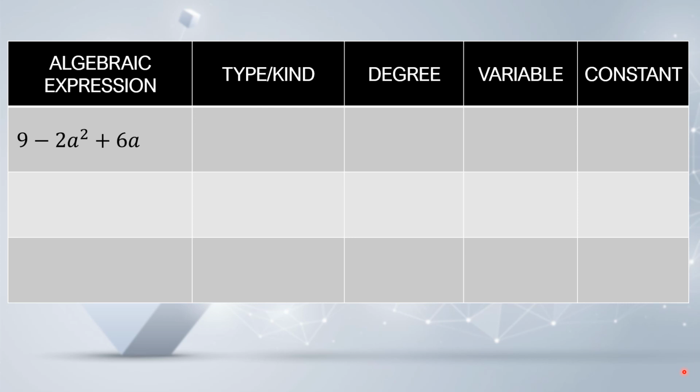So, first example, we have the given expression 9 minus 2a squared plus 6a. So, since meron tayo ditong tatlong terms, 1, 2, at 3, so this is an example of type which is trinomial. And then, ang degree natin, ano ba yung highest exponent sa ating given expression? So, since meron tayong highest exponent which is 2, dahil ang 6a dito ay may 1 na exponent at ang 9 naman ay walang exponent dahil wala siyang katabing variable katulad ng nandito sa dalawa. So, the highest exponent is 2, therefore the degree is quadratic.